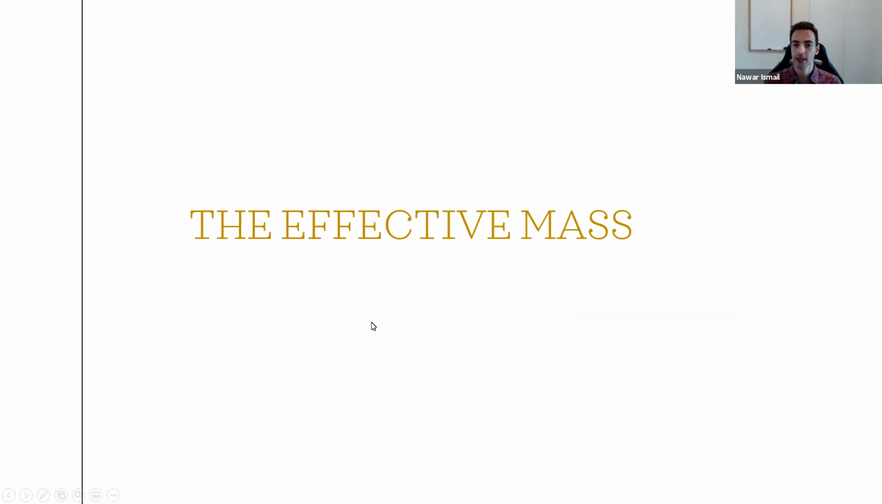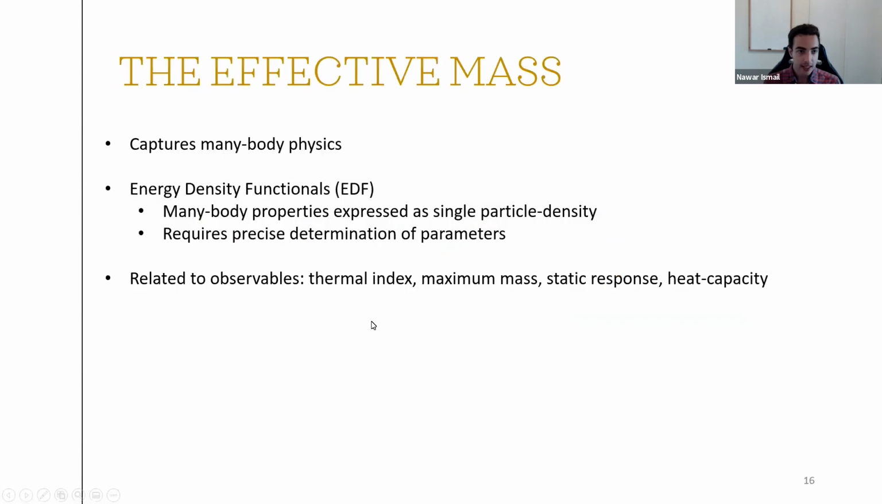That'll be relatively quick. So the effective mass here is aiming to capture many-body physics and can be applied in things like energy density functionals, and can be related to observables like the maximum mass of the star, the heat capacity, and different observables. So there's a good insight that we can gain about these systems by studying it.